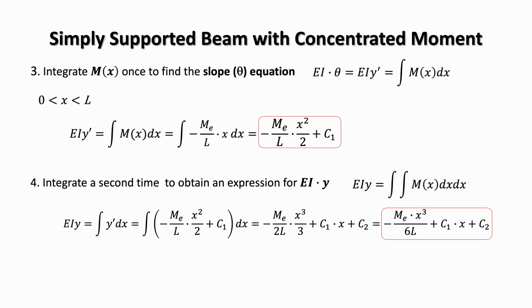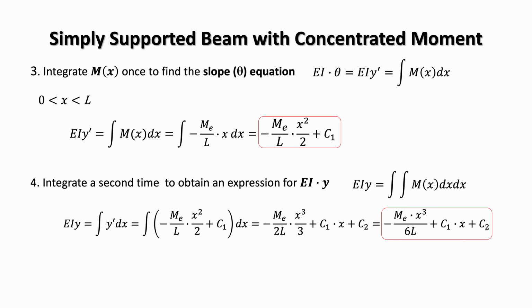Substituting minus ME over L times x and integrating gives us minus ME over L times x squared over 2 plus the constant of integration c1. This is the general expression for the slope, including the first constant of integration. And we can take that expression and integrate it to receive an expression for deflection.